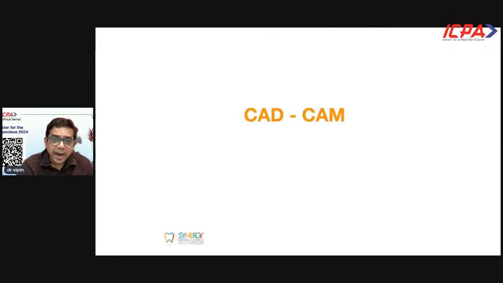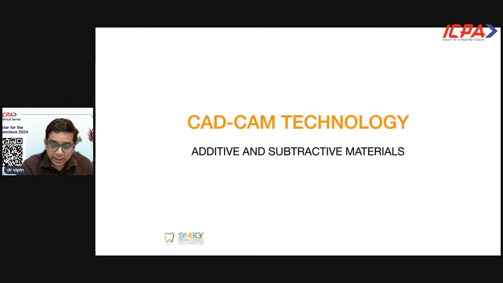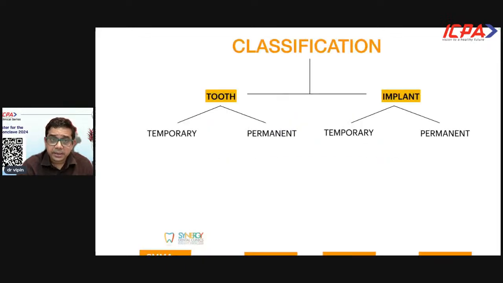So CAD-CAM has changed our life. CAD-CAM materials that are available in the world are either additive materials or subtractive materials. What are additive materials? Additive materials are something that are made in your printing machines, on 3D printers. And subtractive materials are the materials that are milled from a block. So additive materials are added layer by layer, and the structure is made. And subtractive material is where from an entire rock we carve it into whatever desired design you decide.